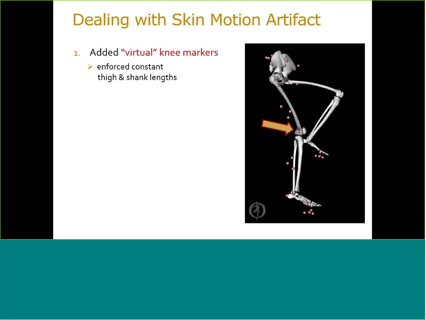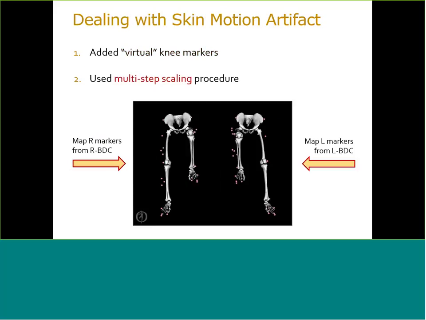So we did several things to deal with the skin motion artifact when mapping markers to our model. First, we went back to our pre-processing code and we added some virtual knee markers. We calculated where we thought the knee markers should have been by enforcing the thigh and shank lengths to be constant. And we did this because our actual knee marker and our clusters of markers on the thigh and the shank weren't reliable over the entire pedal cycle.